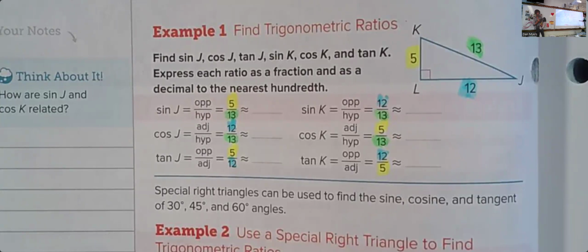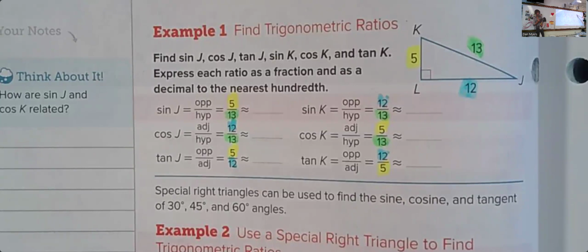The cosine of angle J, stay at angle J. Cosine is adjacent over hypotenuse. That's the CAH from SOHCAHTOA. Adjacent to J is not 13 because that's the hypotenuse. It's 12. So you put the adjacent side over the hypotenuse, 12/13. Tangent of J, start at J, look opposite, 5 over adjacent, 12. 5/12.